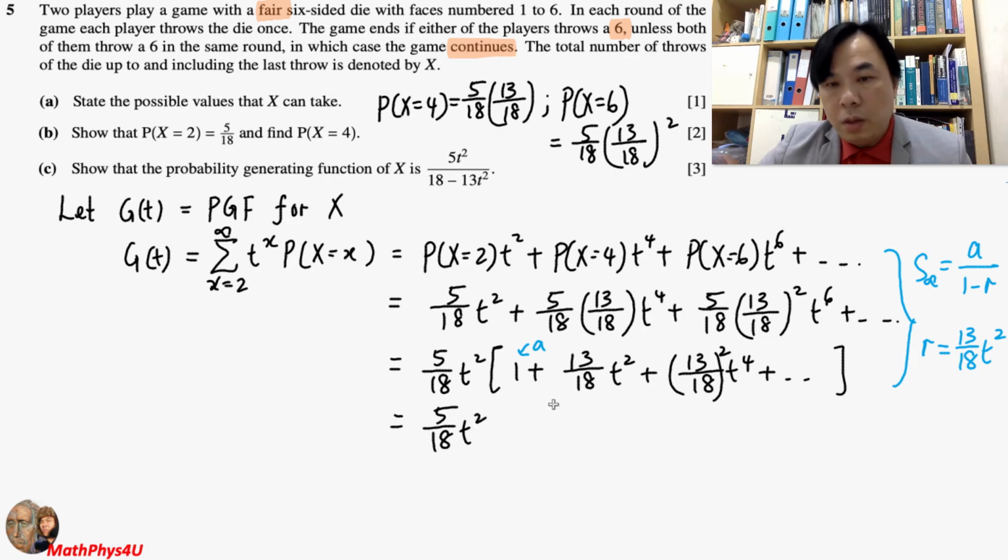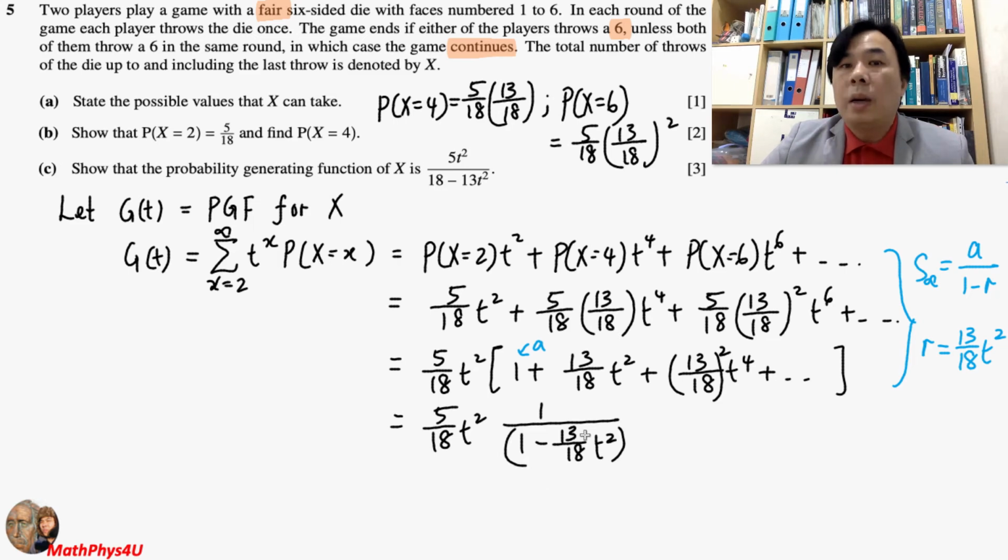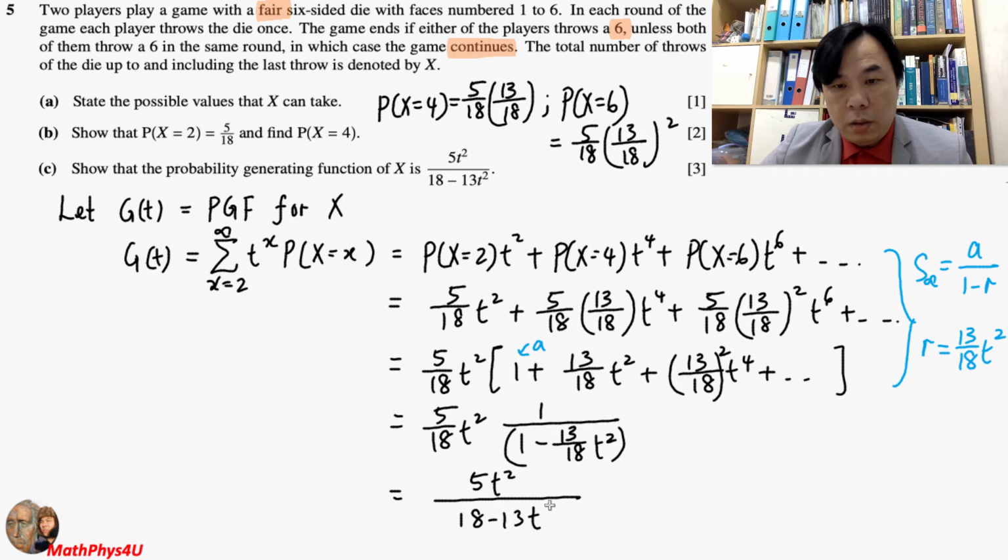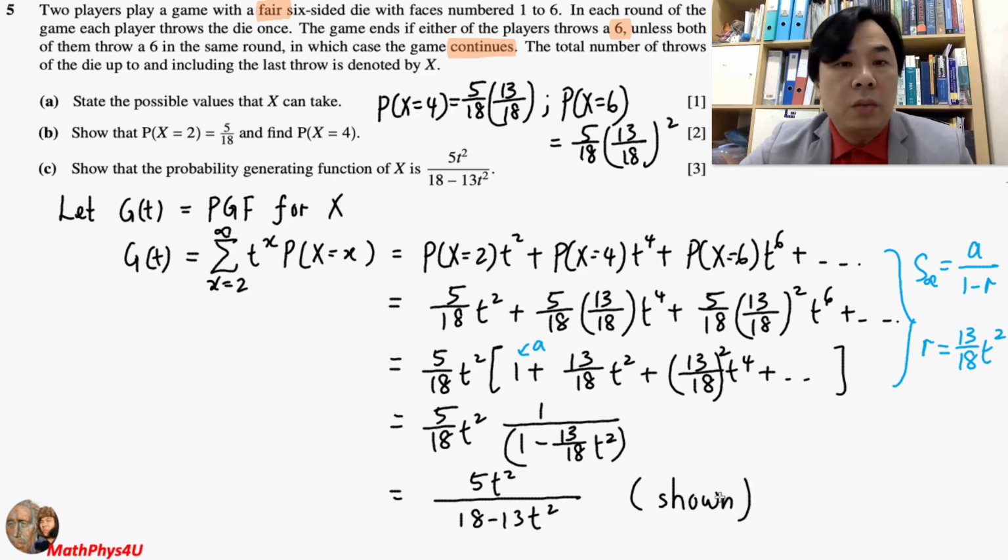So for this, it will be 1 over 1 minus the common ratio. Okay, and then from there onwards, you just need to simplify that. Here it will be 18 minus 13t squared, and then therefore, yes, we have successfully proven that the probability generating function for the discrete random variable x is given as 5t squared over 18 minus 13t squared.